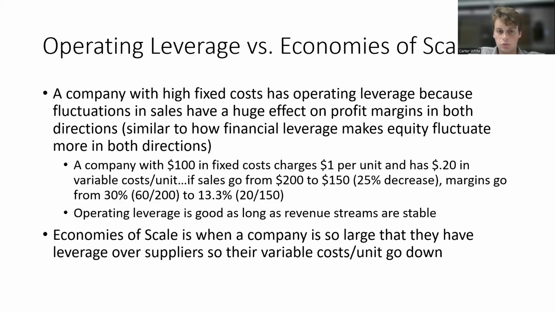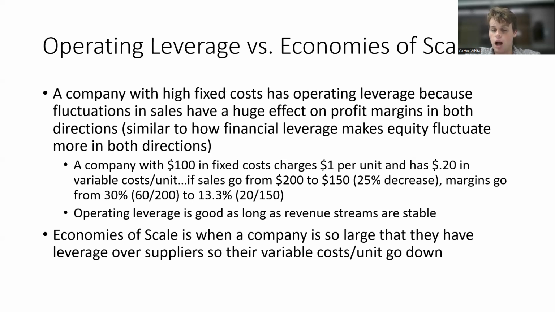Quickly wanted to get into the difference between operating leverage and economies of scale. So, operating leverage is basically when a company has high fixed costs, because fluctuations in sales have a huge effect on profit margins in both directions, right? Which you can see in the math in the bullet point below. But basically, as we know, when you have financial leverage, that's going to make the equity very volatile, right? Leverage amplifies returns for equity in both directions.